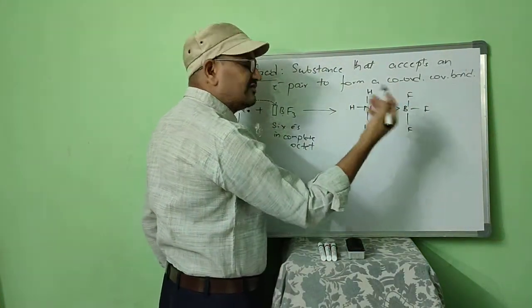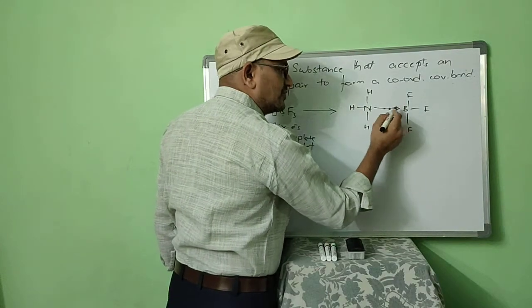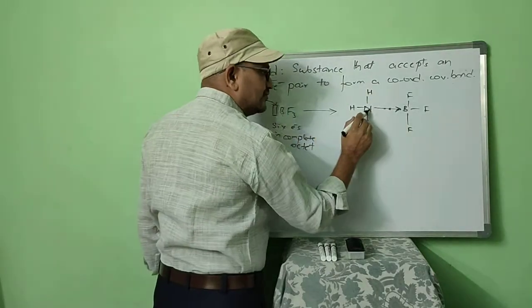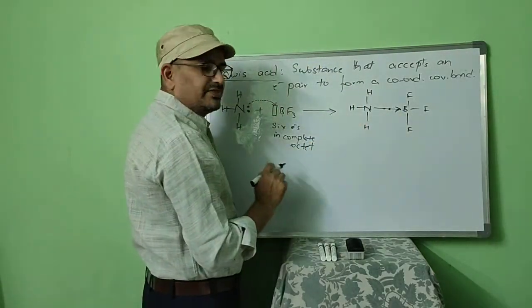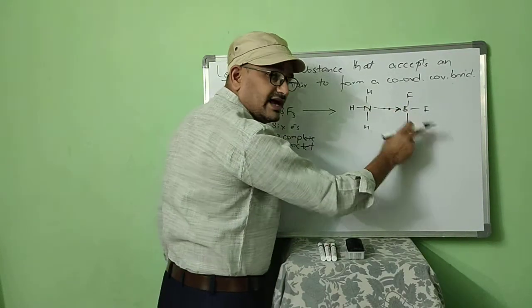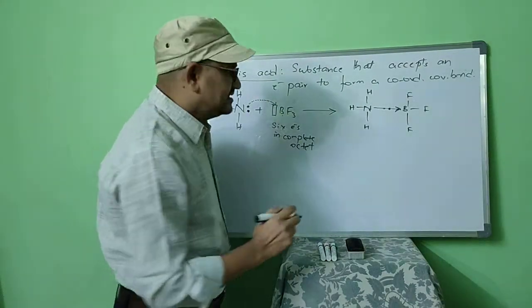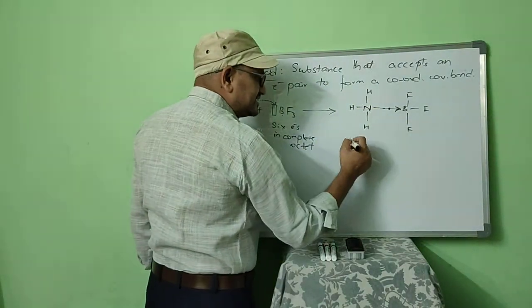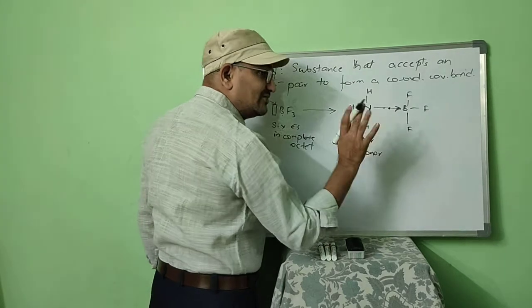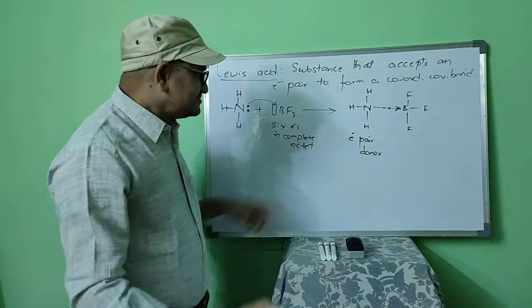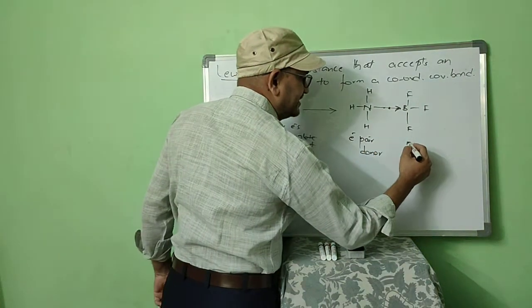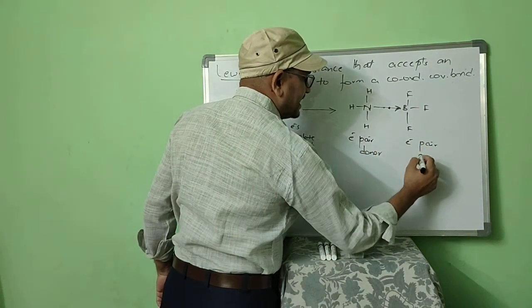As the direction of flow of electrons is from nitrogen to boron, to specify that we need to show an arrow here, directing from donor to acceptor. A coordinate covalent bond is shown with an arrow directing from donor to acceptor. Have you noticed? So in this species, nitrogen is the electron pair donor. It's not an electron donor. You got the thing? It is not an electron donor, it is an electron pair donor. And boron is said to be the electron pair acceptor.